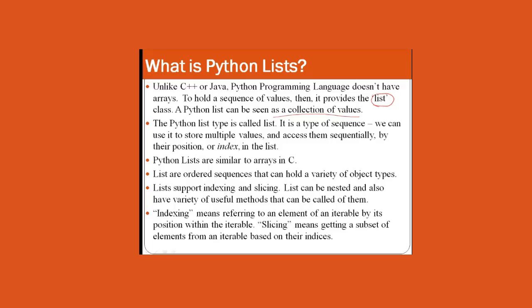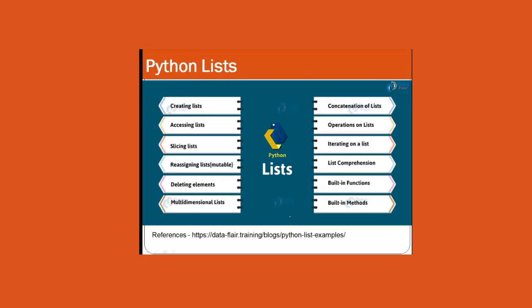Slicing means getting a subset of elements out of the list, or a part of it. In general terms, if you have a big block of butter and you slice it, you get parts of it. This is a similar kind of thing: you are getting a subset of elements from the list.